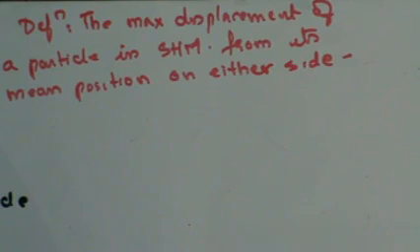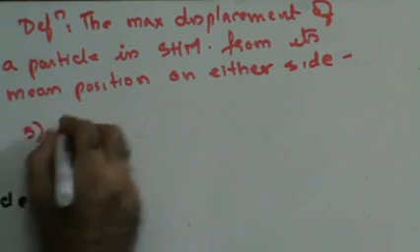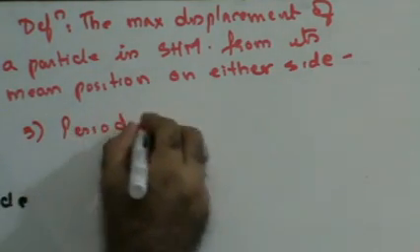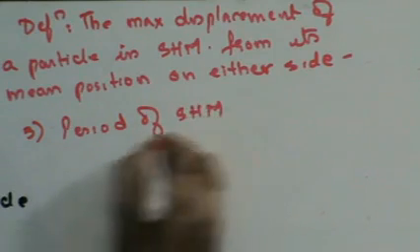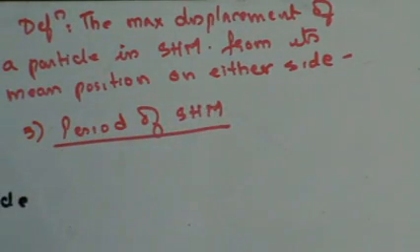Next, let us try to understand what is period of SHM. Period of SHM is the time taken by SHM to complete one oscillation. How do I define one oscillation? A particle executing SHM performs the same set of movements again and again. One such set of movement is called an oscillation.